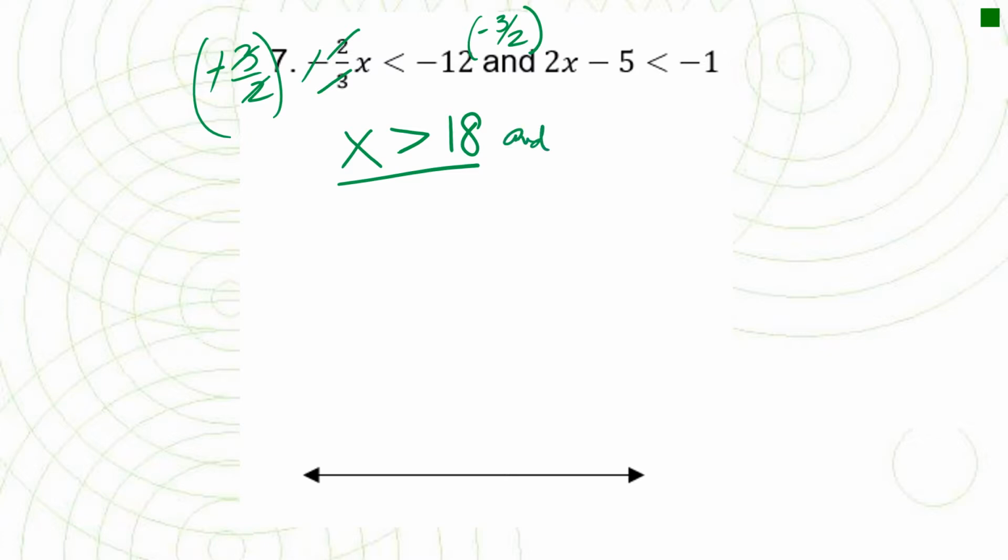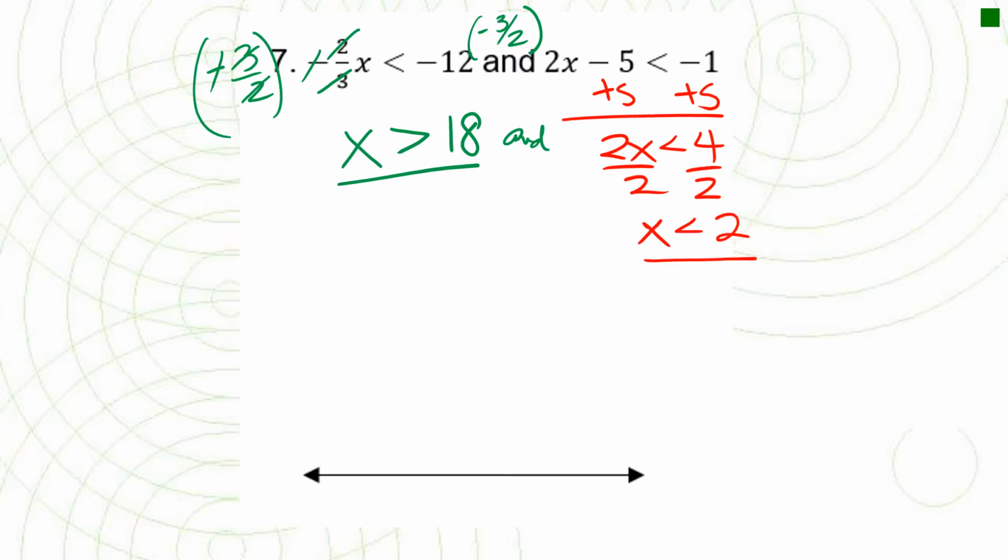And now I need to solve the one over here. So I'm going to add 5 to both sides. So I get 2x is less than 4. Divide by 2. I get x is less than 2. So there's my second one. Alrighty, we're going to graph these.